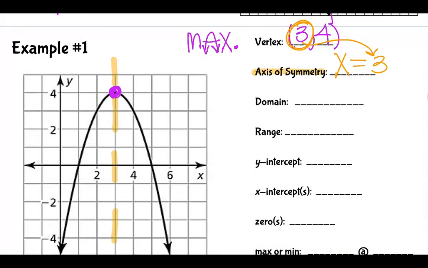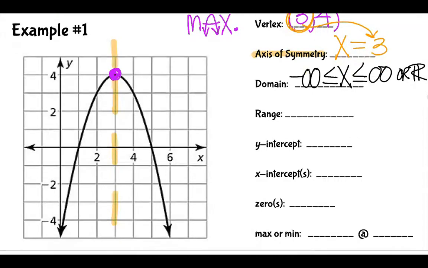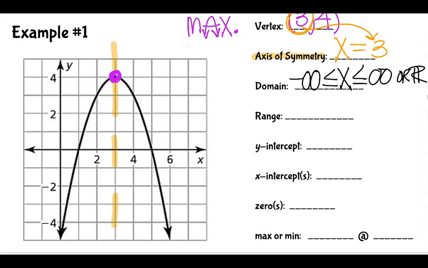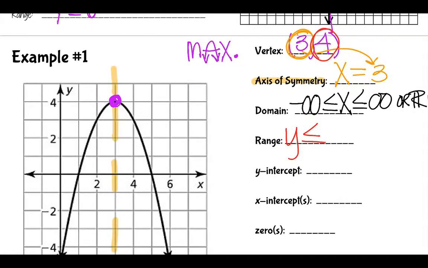Okay, domain is always, always, always, no matter what, negative infinity to positive infinity. Or you can write all real numbers. Range is going to be y, and it's a max, so everything has to be less than or equal to whatever this y value is. 4. Everything's less than or equal to that 4.